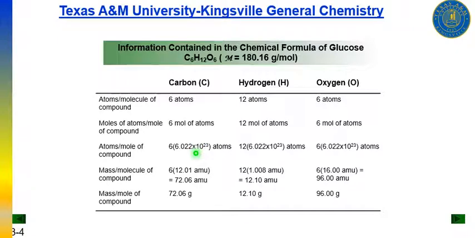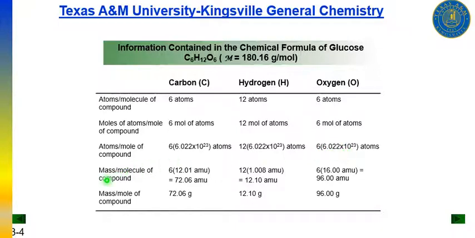Atoms per mole of the glucose, you use the number of moles of the atom multiplied by Avogadro's constant. For carbon, it will be 6 times 6.022 times 10 to 23. Similarly, for hydrogen, you use 12 multiplied by Avogadro's constant, 6.022 times 10 to the power 23. Similarly, for oxygen, 6 times Avogadro's constant.